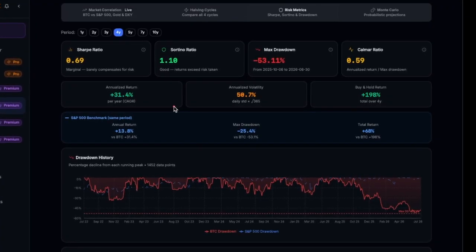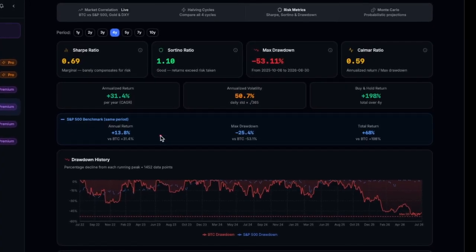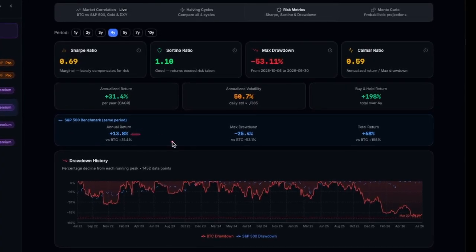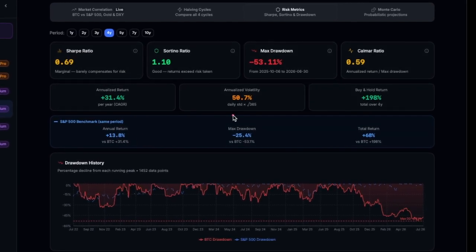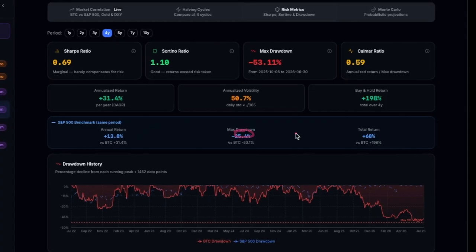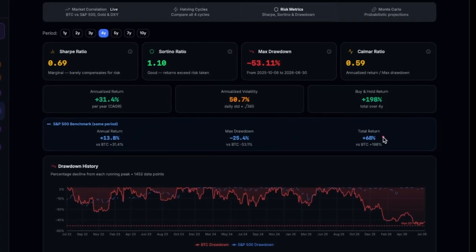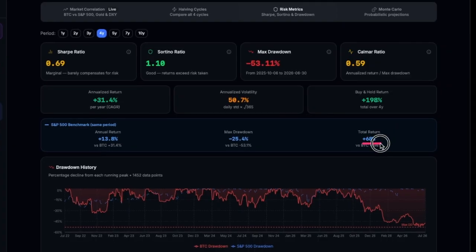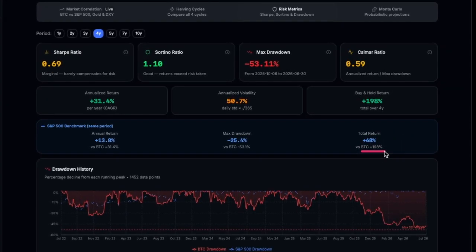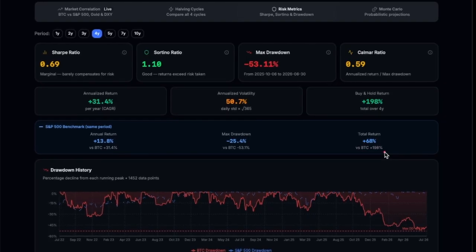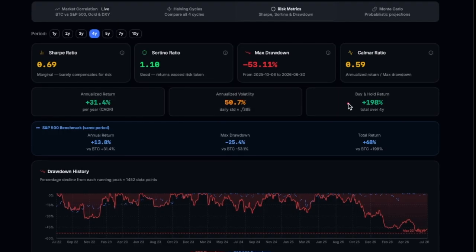Now let's put it in context. The S&P 500 over the same 4-year period, annual return plus 13.8% versus Bitcoin's plus 31.4%. Max drawdown minus 25.4% versus Bitcoin's minus 53.1%. Total return, plus 68% versus Bitcoin's plus 198%. The trade-off is clear. Bitcoin delivers nearly 3 times the return of the S&P 500, but with double the drawdown.